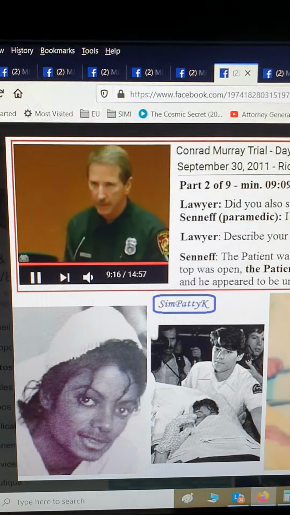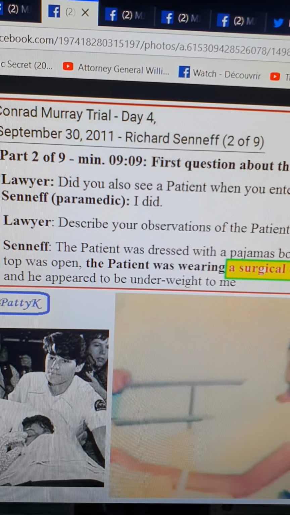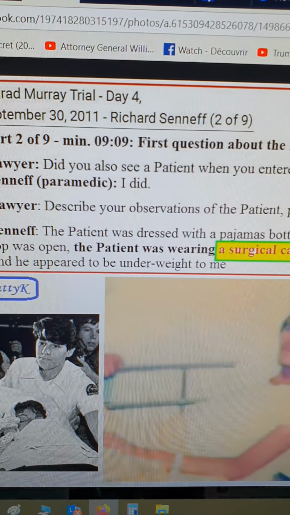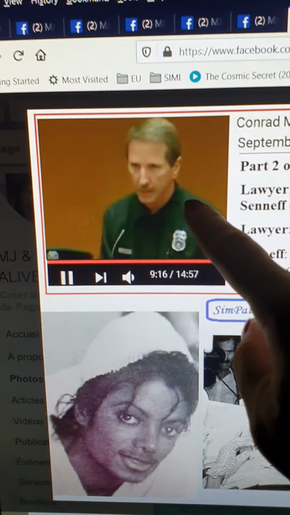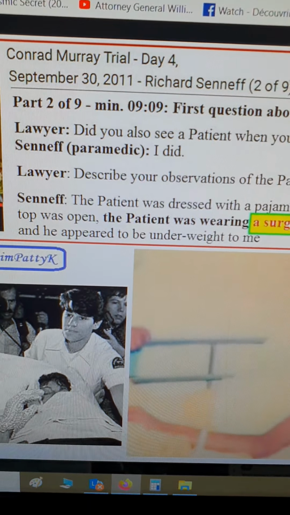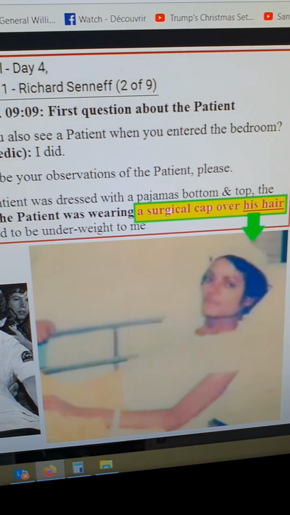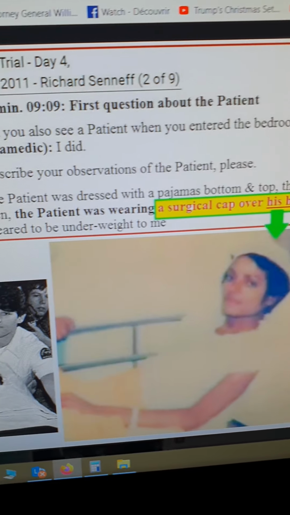Okay. Now, another testimony from Richard Senneff during the Conrad Murray trial. First question about the patient. So, allegedly, he attended to Michael on the date of his death.